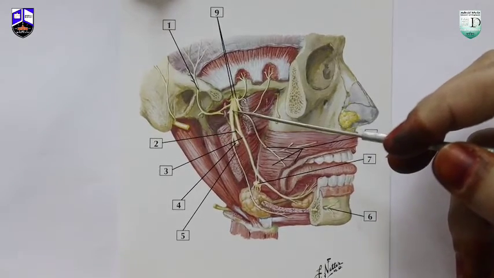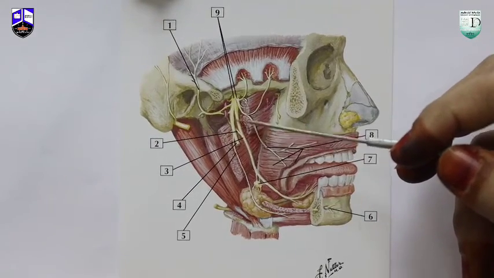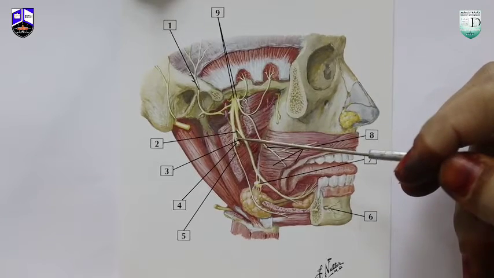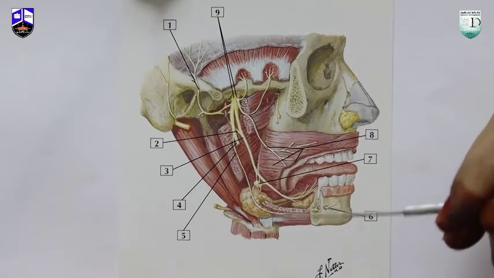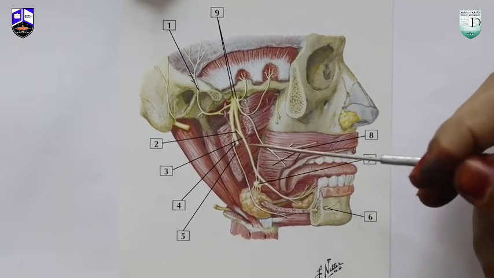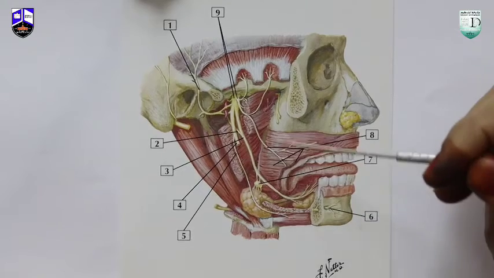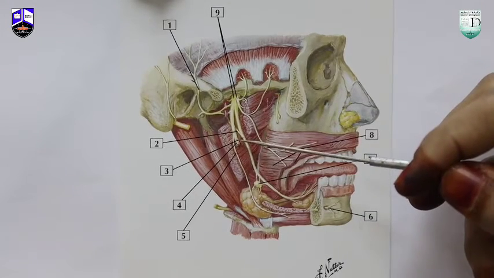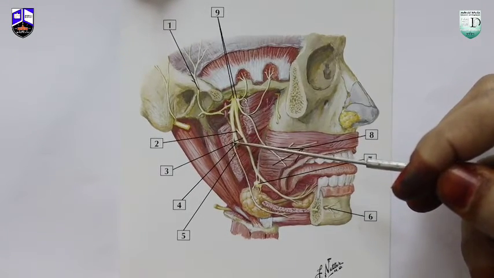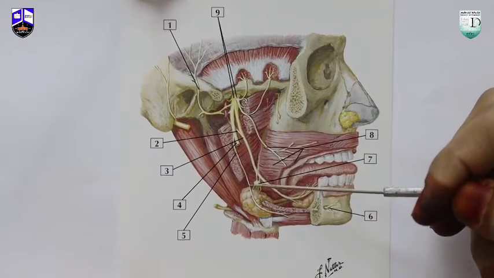The second is the inferior alveolar nerve. This nerve extends downwards towards the mandibular foramen, running within the mandibular canal. Before it enters the mandibular foramen, it gives off a small branch. This is known as the nerve to mylohyoid.